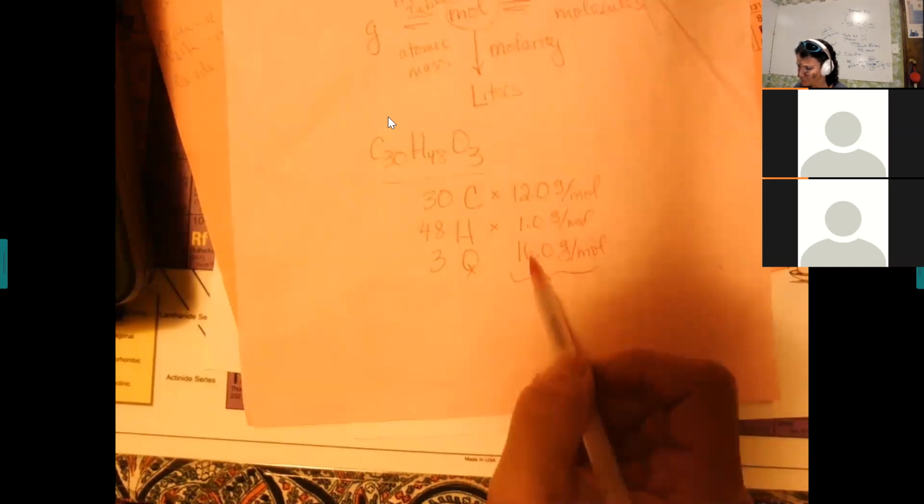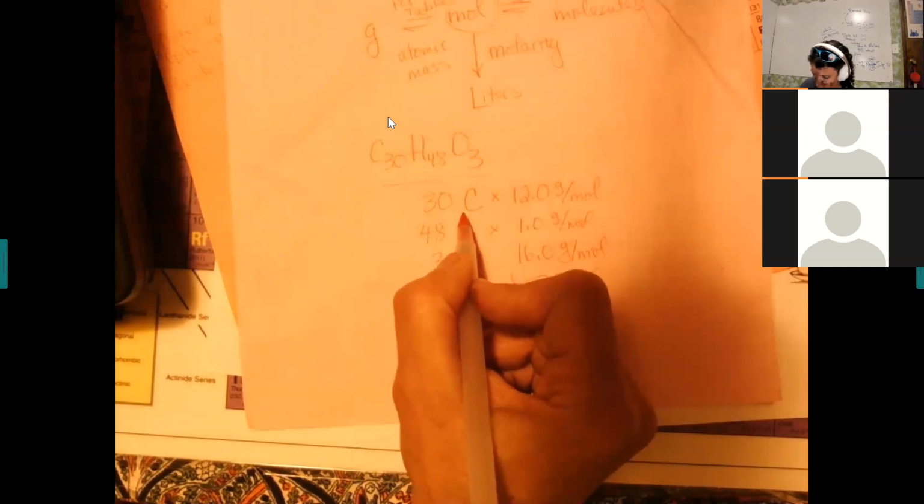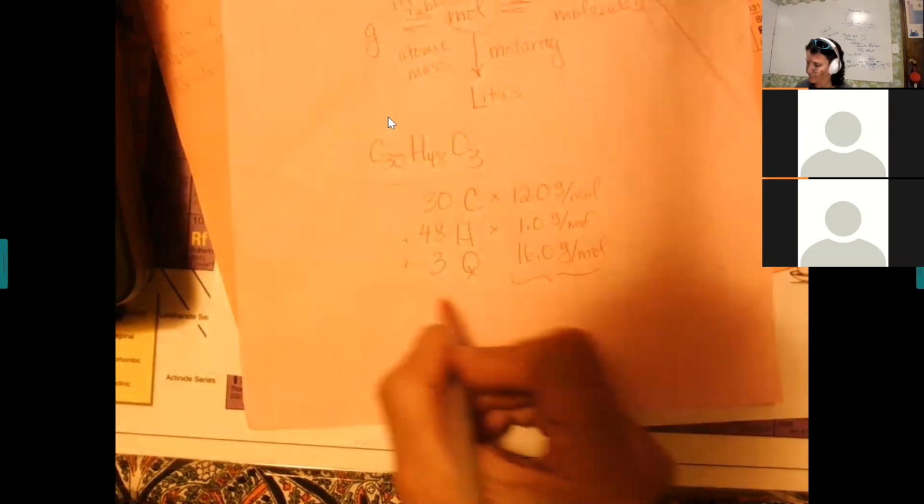These numbers are from the periodic table. I am showing them to 1 decimal place. You can just write it as 12, 1, and 16. But some of the elements you are not going to want to round to a whole number. So staying in that habit. And again, you multiply the number of each element times the atomic mass, and you add them up.